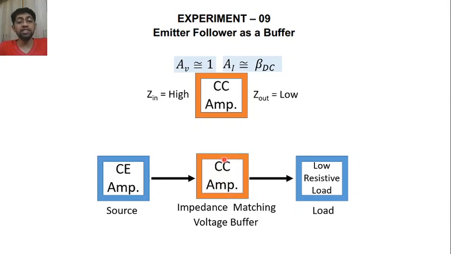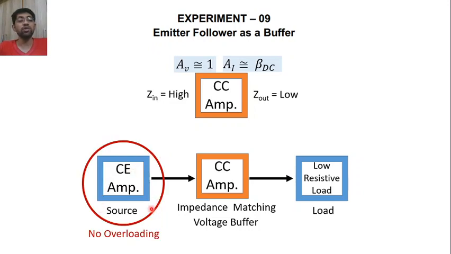Here we can see that the CC amplifier will take less current from the common emitter amplifier circuit. It will take the less current, multiply that current by beta DC times, and provide the higher current to the low value resistive load. So the current requirement of the low resistive load is fulfilled, and now your CE amplifier is not overloaded due to insertion of this CC amplifier.